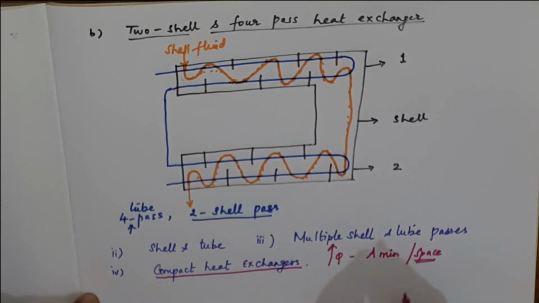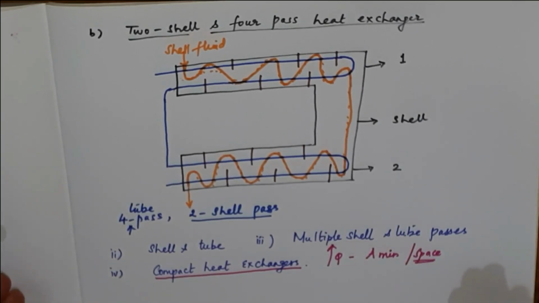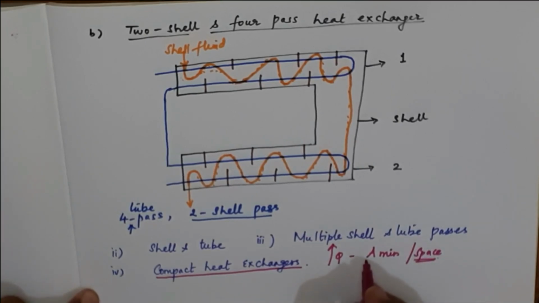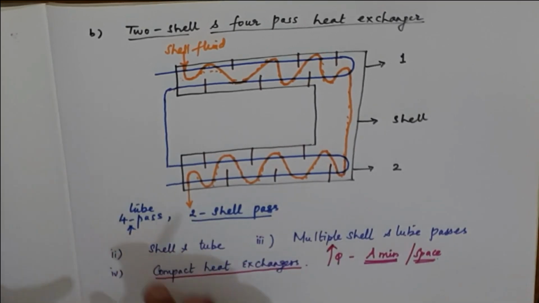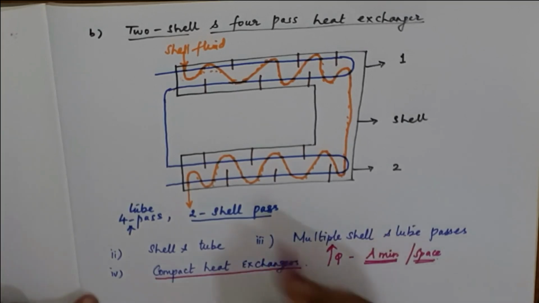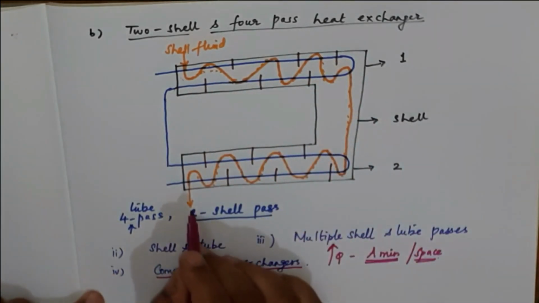So the purpose and the aim of designing compact heat exchangers is to reduce the space. Space is a constraint in industries. You cannot occupy huge spaces. It's going to cost you. So you have to design a heat exchanger which will occupy minimum space, that is, it will have a minimum area and it can exchange maximum heat. When I say area, it is not only the area of the heat exchanger that it occupies.